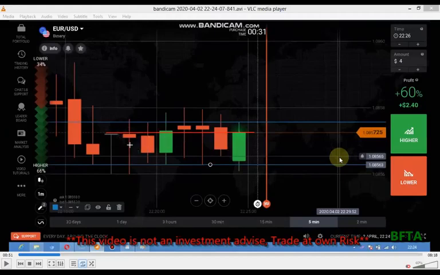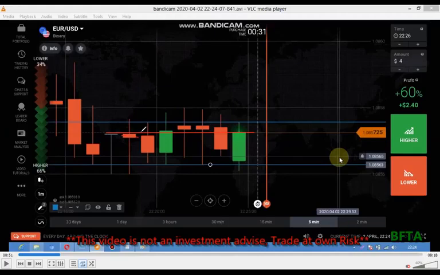And look at where the sellers entered. Look at the opening price of this bearish candle. The opening price of this bearish candle is here. So here the sellers entered. You can see that it closed exactly at that area, not below, not at the body of this bearish candle, but above the body of this bearish candle here.